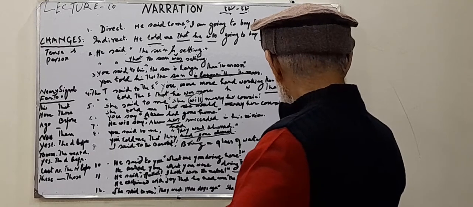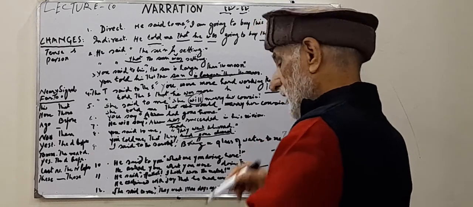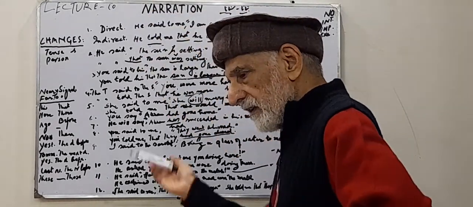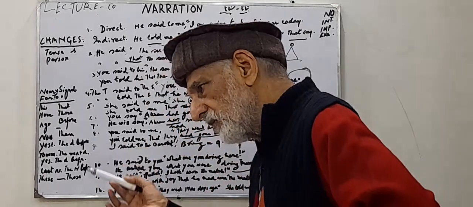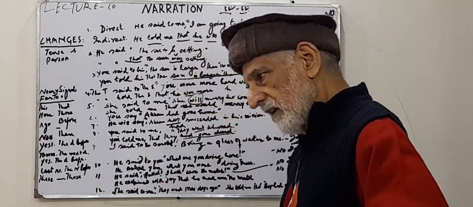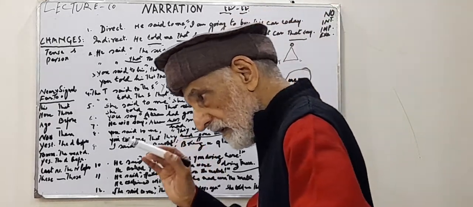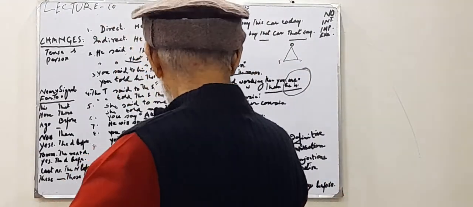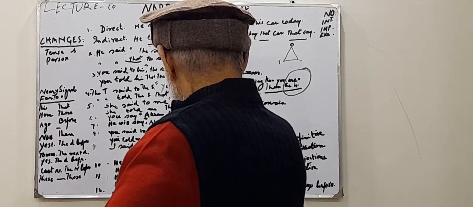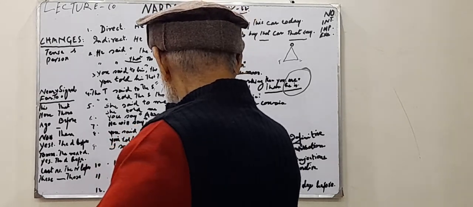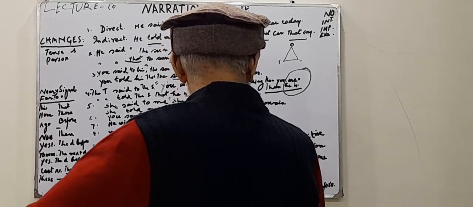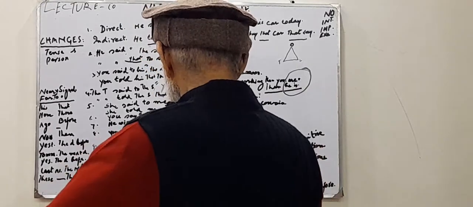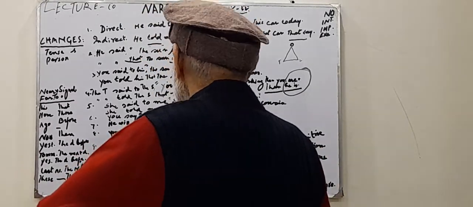Here is imperative. The principle for imperative is that imperative changes into infinitive. In the infinitive, you will use to before the verb. Bring a glass of water to me. So I said to, I ordered to.